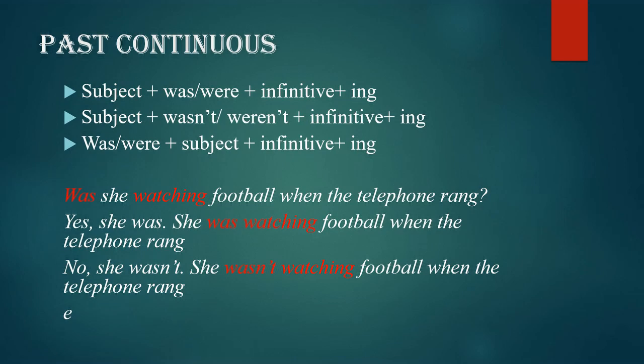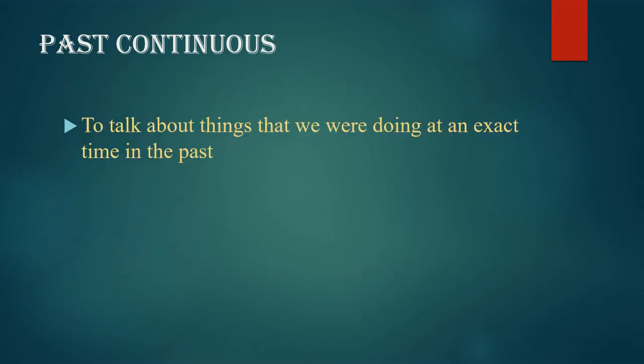So, example: was she watching football when the telephone rang? Yes, she was. She was watching football when the telephone rang. No, she wasn't. She wasn't watching football when the telephone rang. So when do we use past continuous?